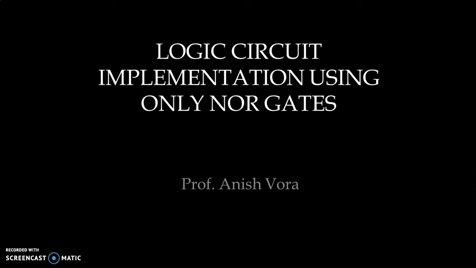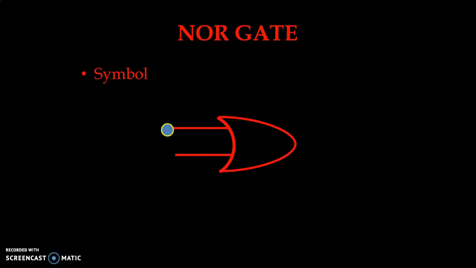In this video lecture, we'll see the implementation of logic circuits using only NOR gates. Before we start the actual logic implementation, let us revise the NOR gate. We have the symbol of the NOR gate. We have two inputs, A as well as B, and we have output Y.